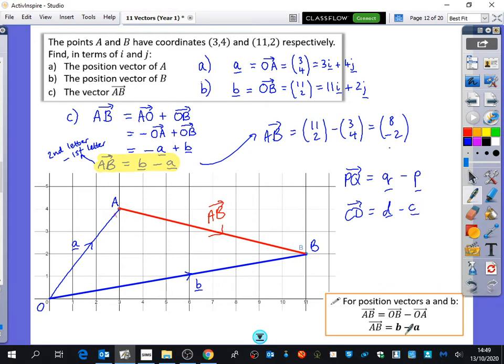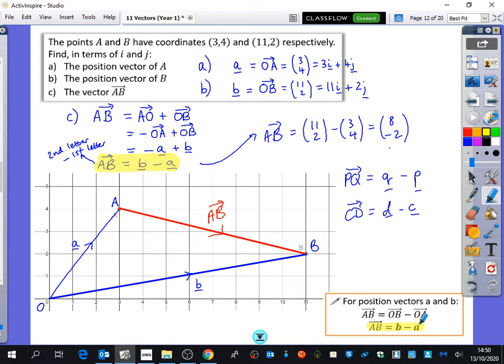And that's what I've written down in this box. It says for position vectors A and B, AB is OB minus OA, that we had here. But the thing I really want to remember is that AB is B minus A. It's the second letter minus the first letter.